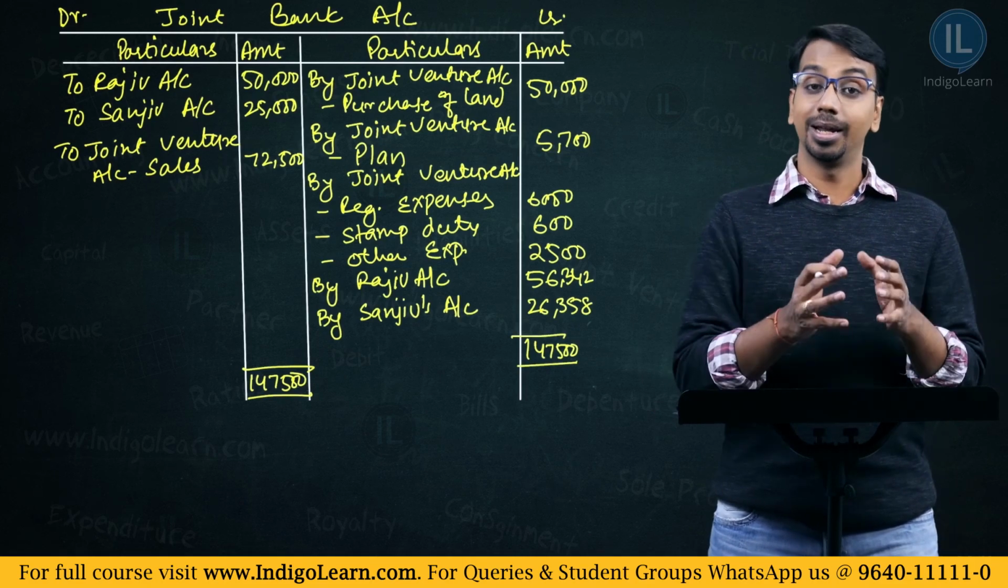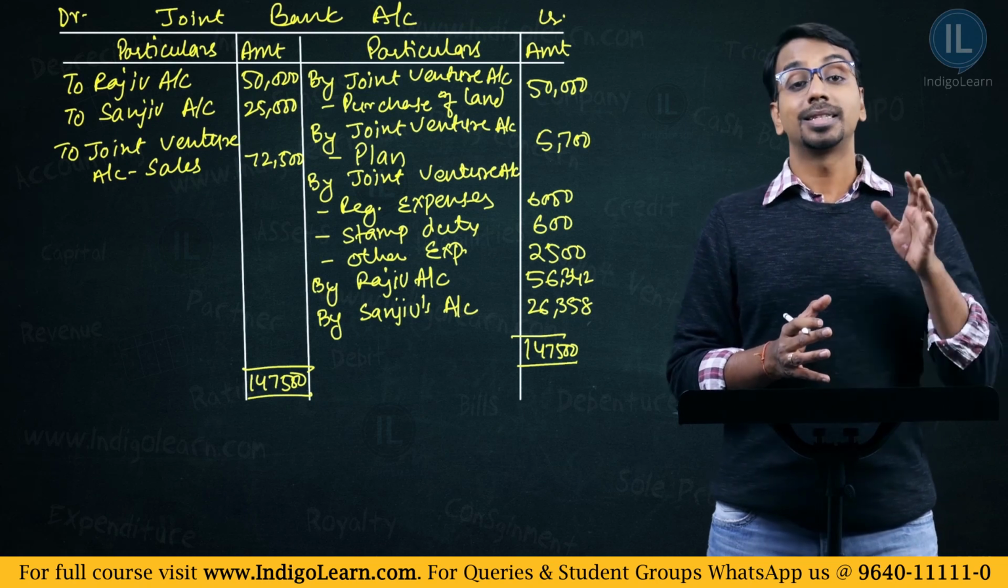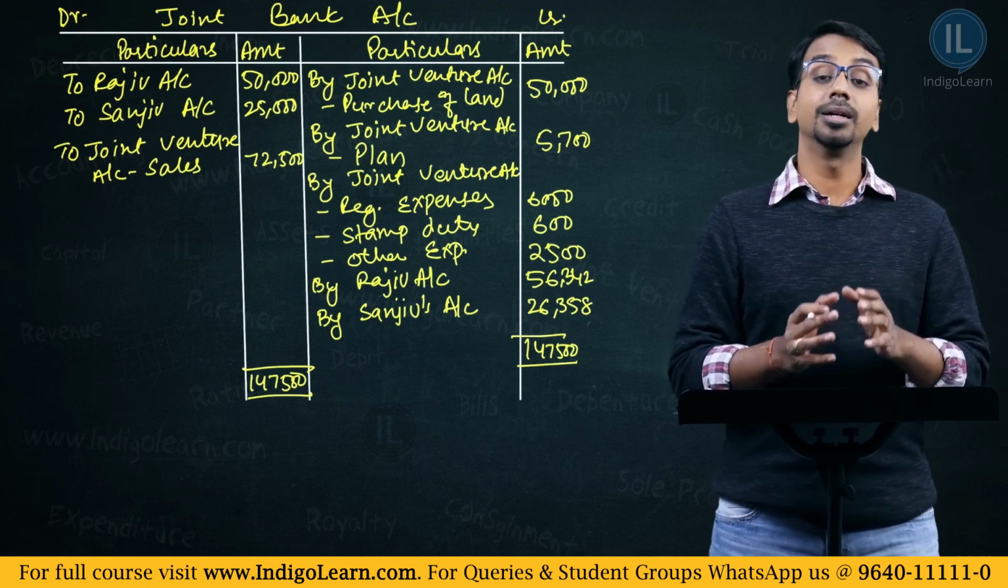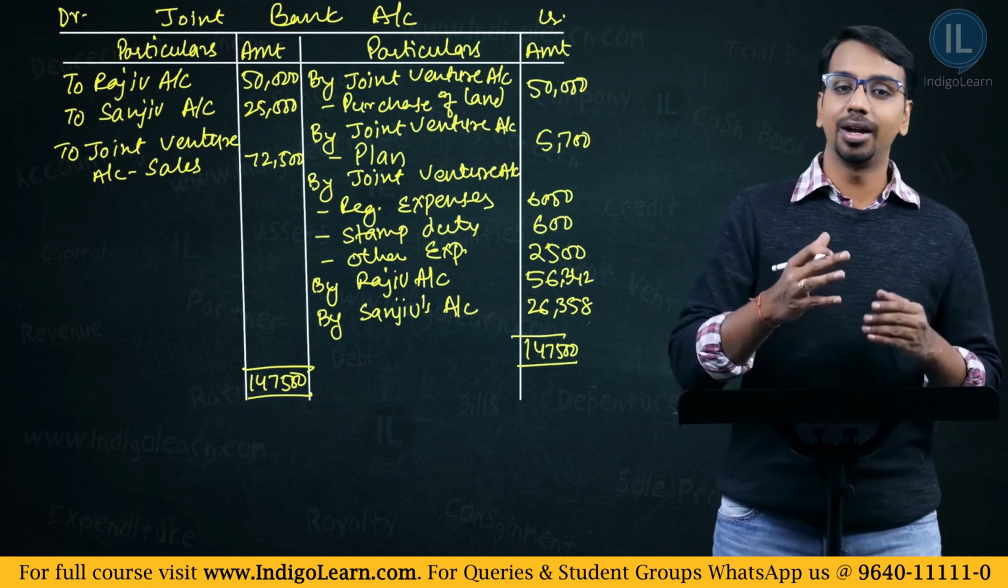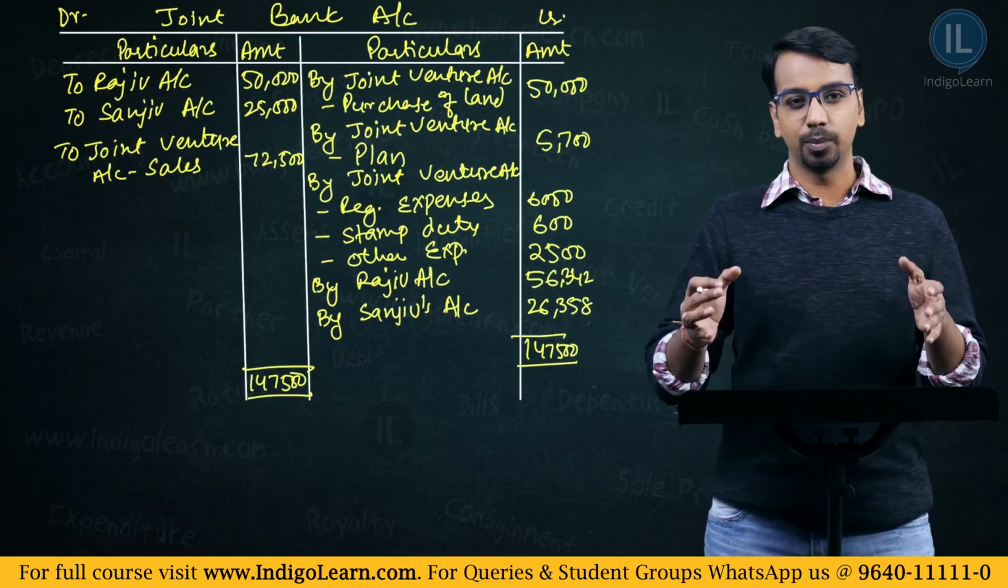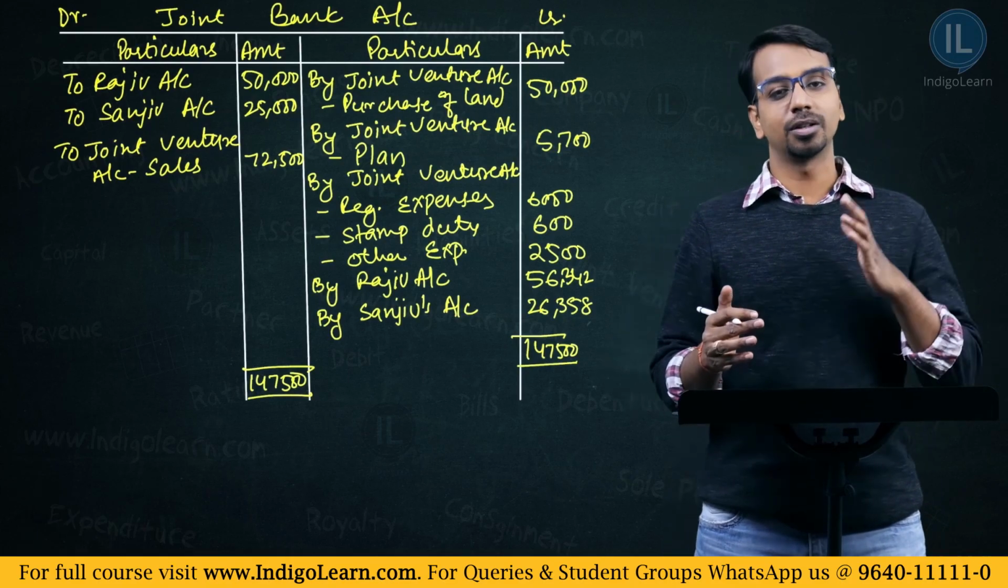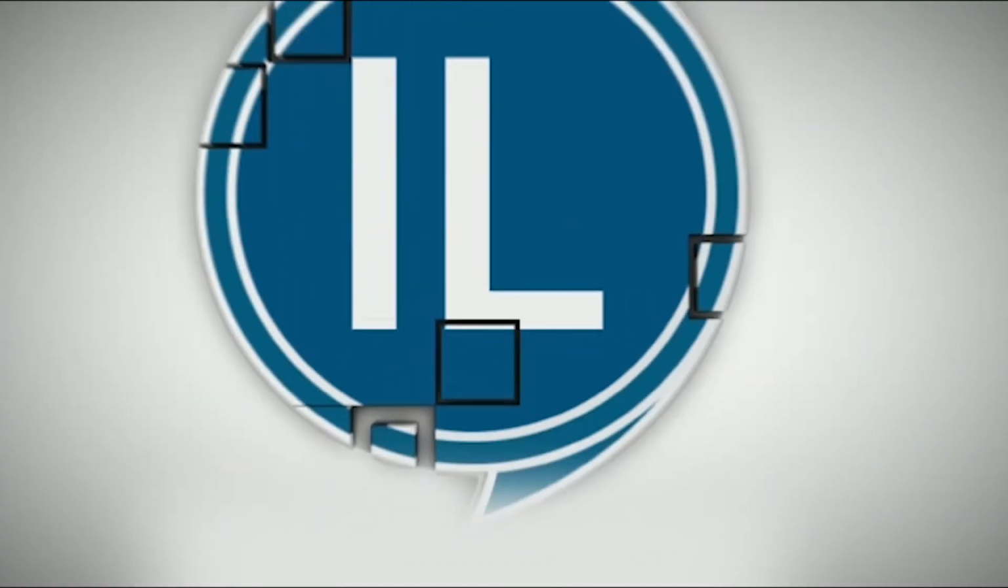This is how you will prepare ledger accounts when separate books are maintained by the joint venture. And journal entries after you prepare the ledger account is very simple. Just by looking at the ledger, you can pass those journal entries.